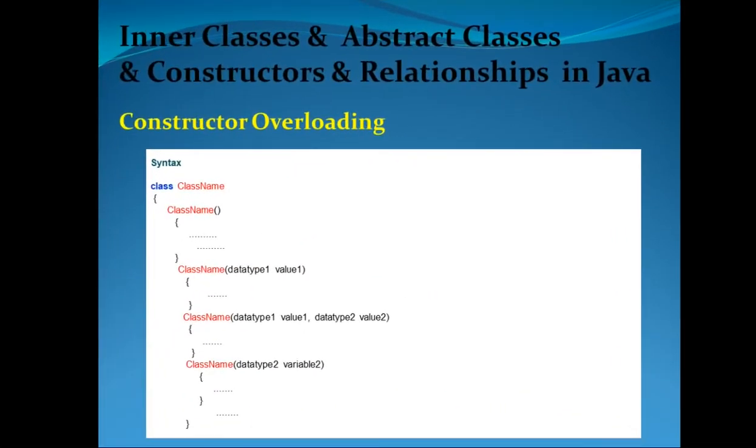This is the syntax of constructor overloading. Here we have the class name. Here we have the first constructor which does not have any parameter, and after that we have a second constructor which has two parameters, but the name of the constructor should be the same. And we have a third constructor which has two parameters, but the types should be different. And we have another constructor with a data type and a variable. So these are the concepts. This is the syntax of constructor overloading.